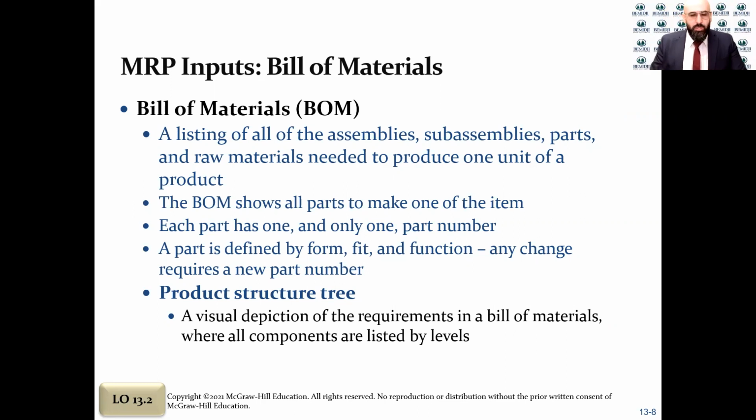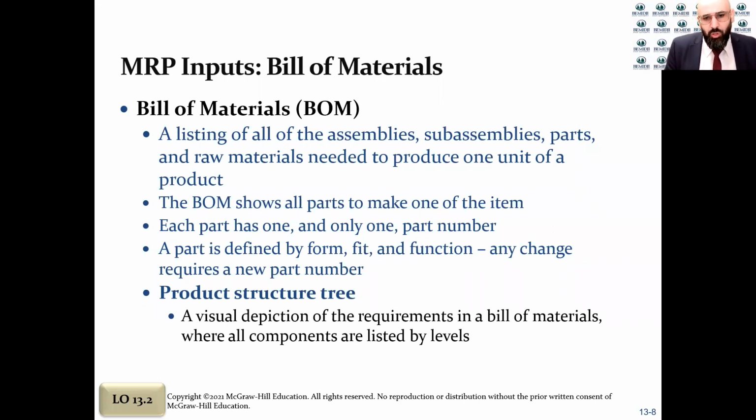All right, we did talk about a few inputs for the MRP, and one of them is the bill of materials. One of the tools that we use in order to know exactly what is needed, the subcomponents of a product, is the bill of materials. And this is basically a listing of all of the assemblies, sub-assemblies, parts, and raw materials needed to produce 1 unit of a product.